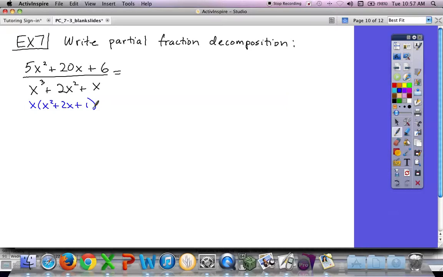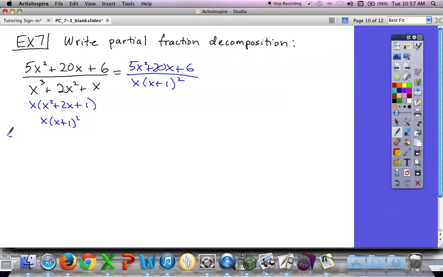okay, but that factors. How does that factor? Trevor? It's x plus 1 squared, right? So that's x times x plus 1 squared. So here's our (5x squared plus 20x plus 6) divided by x times (x plus 1) squared. Okay, so first step is factor the denominator.